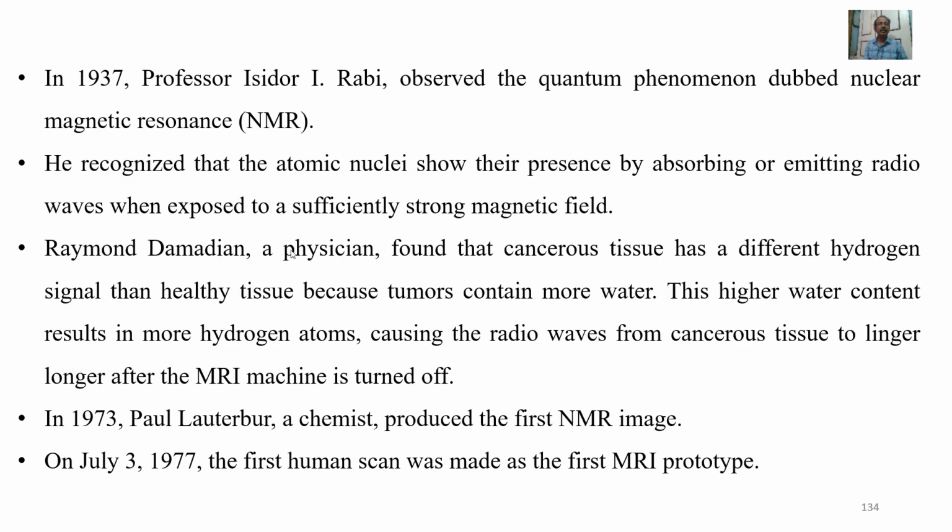In 1937, Professor Isidore I. Rabi observed the quantum phenomenon dubbed nuclear magnetic resonance. He recognized that the atomic nuclei show their presence by absorbing or emitting radio waves when exposed to a sufficiently strong magnetic field.